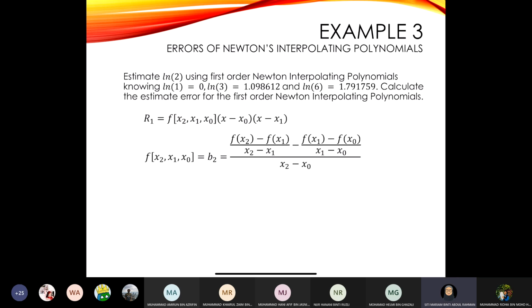So you need to find F2. So dah dapat F2, baru kita boleh cari the error of first order. So that's why this is satu lagi downside of Newton interpolating polynomial. So kalau kita buat higher order, let's say kita buat fourth order, maknanya nak cari error dia tu kita kena cari fifth order, tolakkan dengan fourth order. So that's the amount of error.